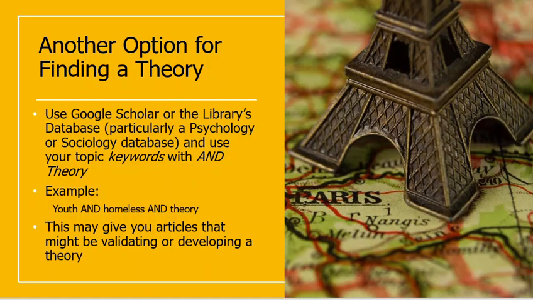Another option for finding theoretical frameworks is using Google Scholar or the library database, particularly psychology or sociology databases, and then use your topic's keywords with the word theory. So for example, youth and homelessness and theory, and you might be able to find something that fits your study.